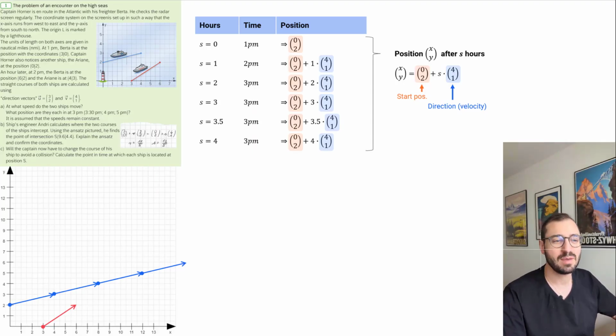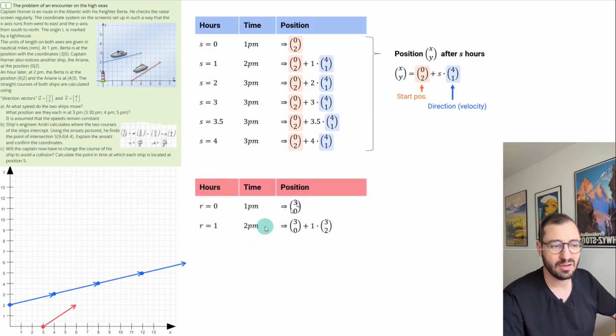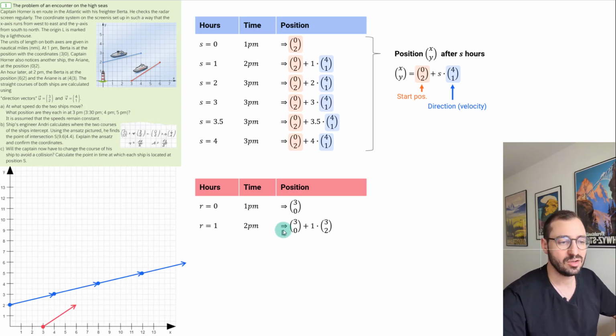Now you can do just the same thing for the red chip. The red chip, we know it starts at the position 3,0 at also 1 p.m. and within 1 hour it moves in the direction here of the red vector, so it moves up here. So the new position is given by 3,0 plus 1 times 3,2.